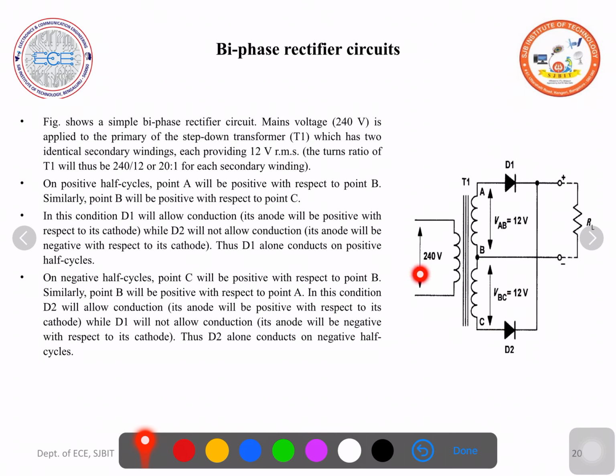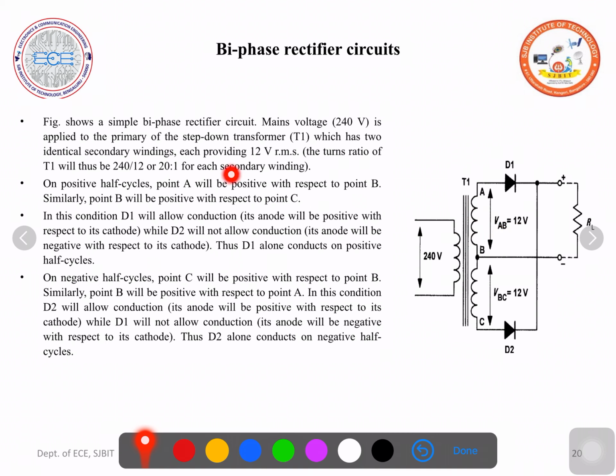The mains voltage, let us assume 240 volts, is applied to the primary of the step down transformer T1, which has two identical secondary windings. So the name biphase. Two identical secondary windings, each providing 12 volts. In the upper half we get 12, in the bottom half also 12 volts. So what may be the turns ratio? 240 by 12, it is 20:1 for each secondary winding.